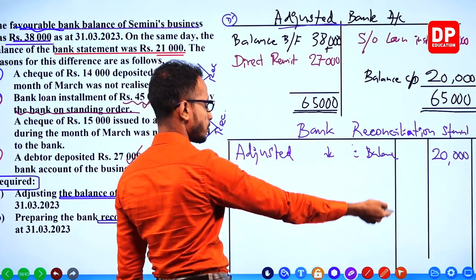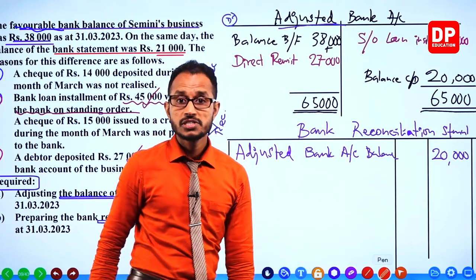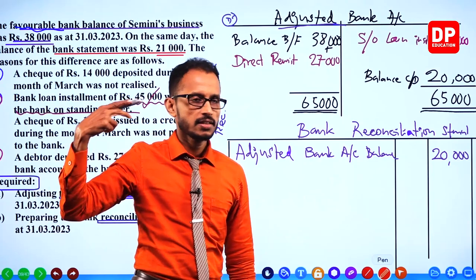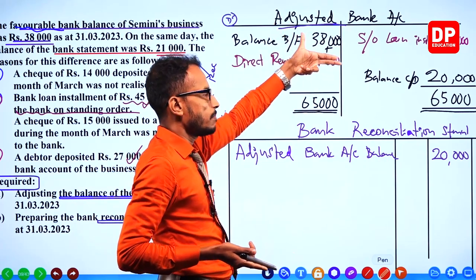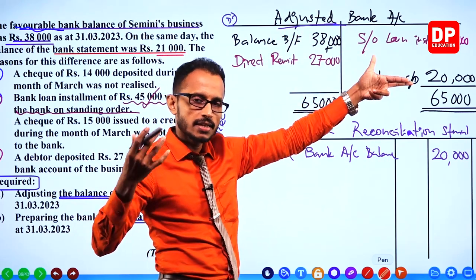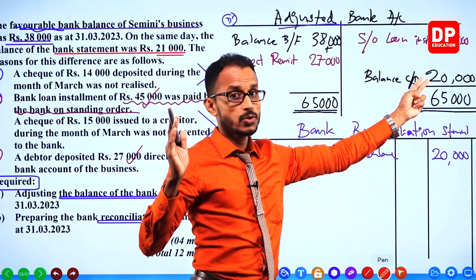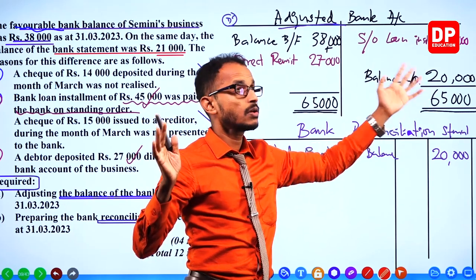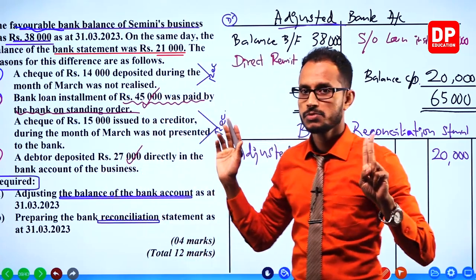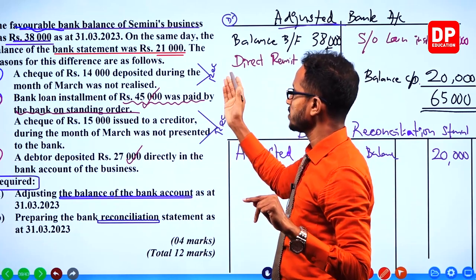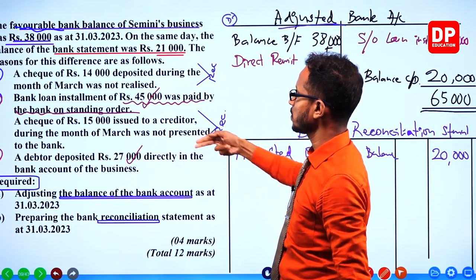For this description, it's the same thing. Now what you do is you think in your heads, okay, now the bank account of the business is corrected and adjusted, and that balance is 20,000. We have two items remaining, this one and this one, right?